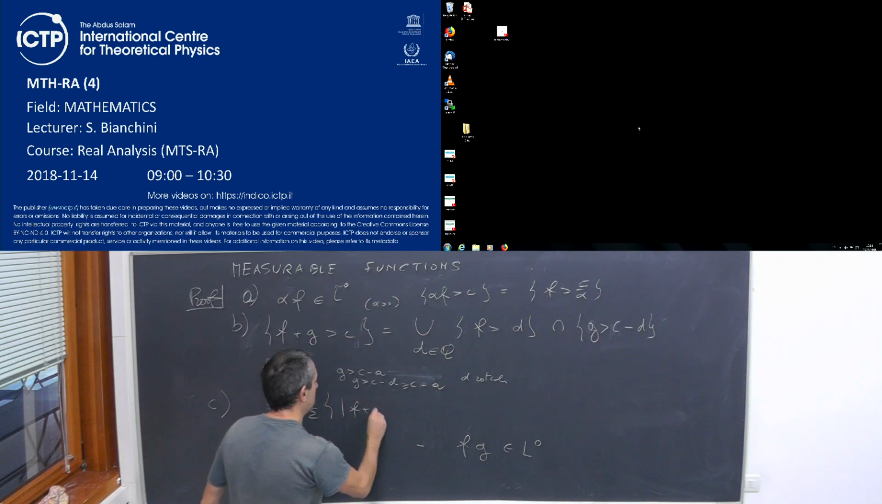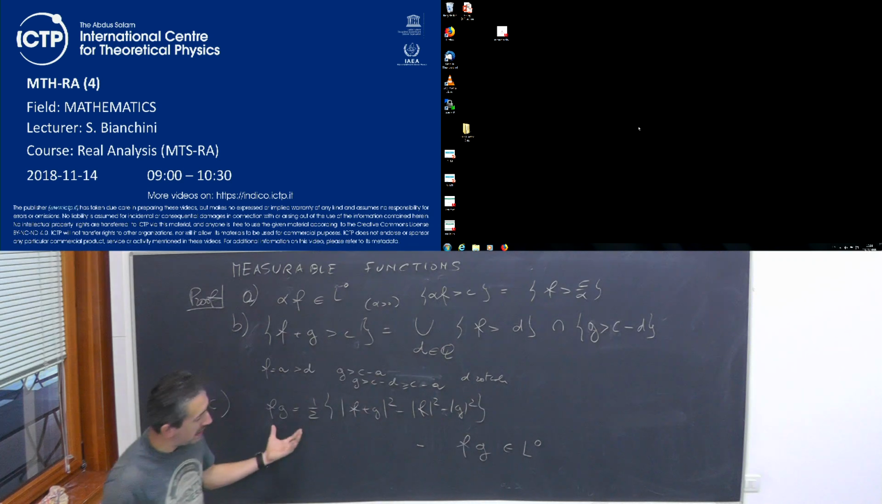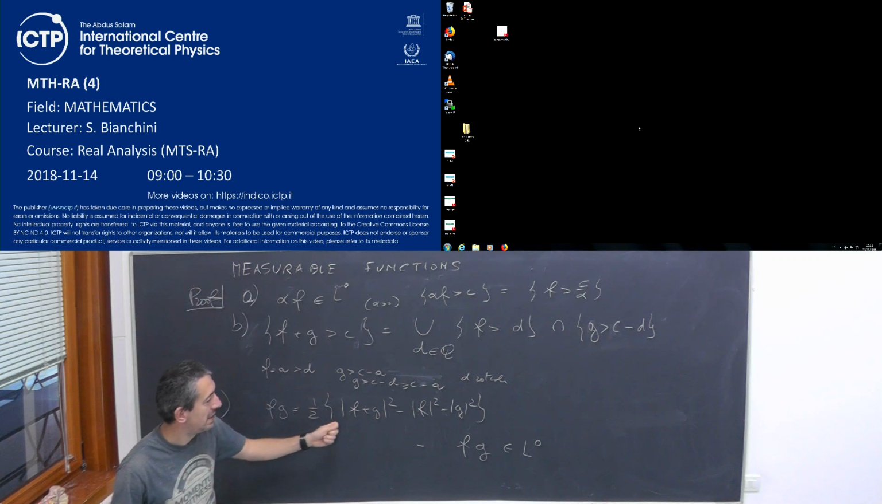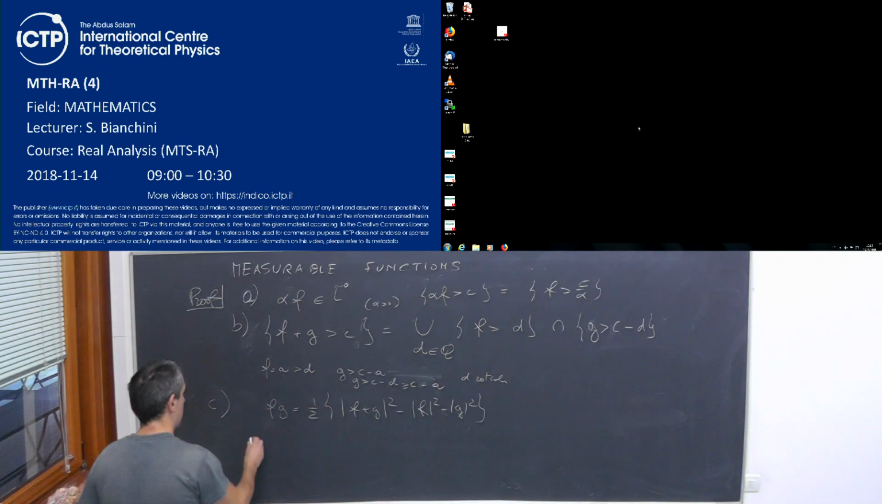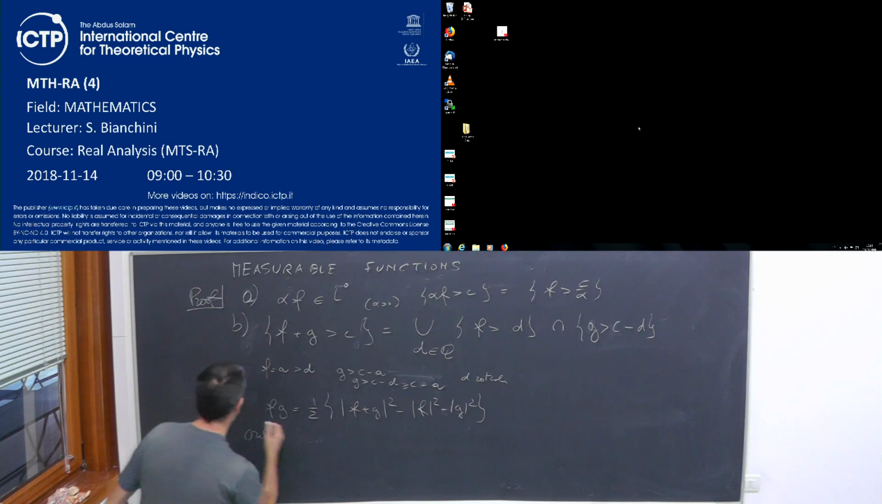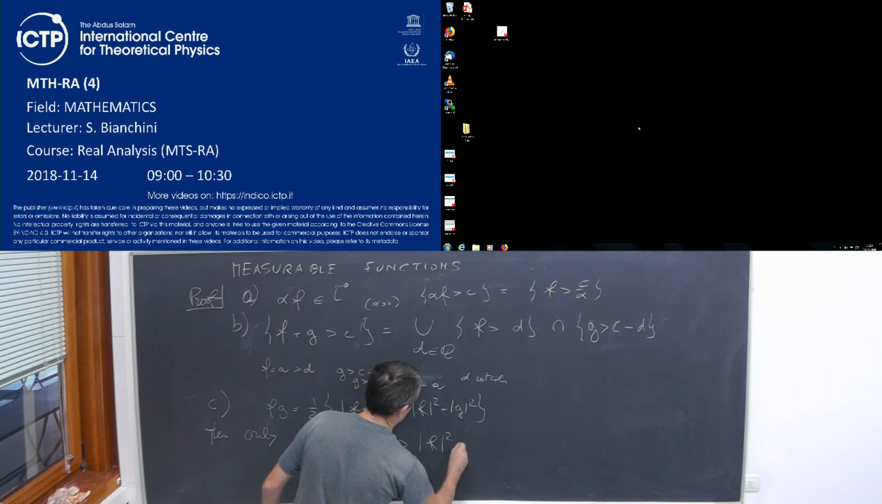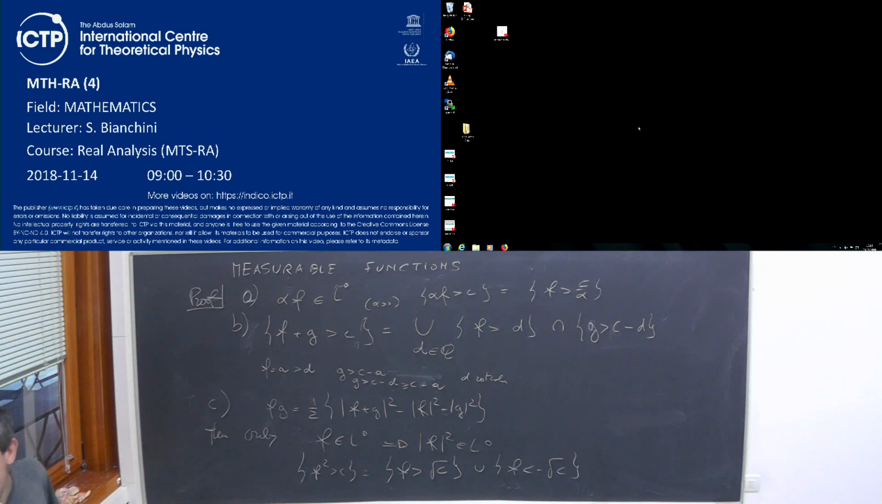But here the book says it's f plus g squared minus f squared minus g squared. Now we know that sums and subtractions are measurable operations, and also multiplication. So we just need to prove that the square is the only operation. So f in L0 implies f squared is in L0. Well, that's easy, because f squared greater than c means f should be greater than the square root of c, or f should be less than minus the square root of c. So it's fine.